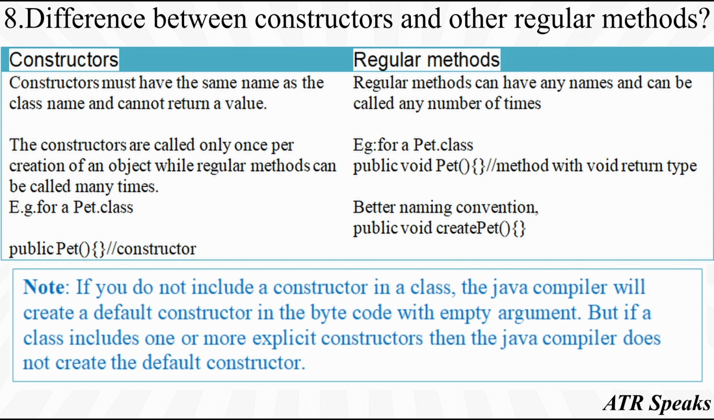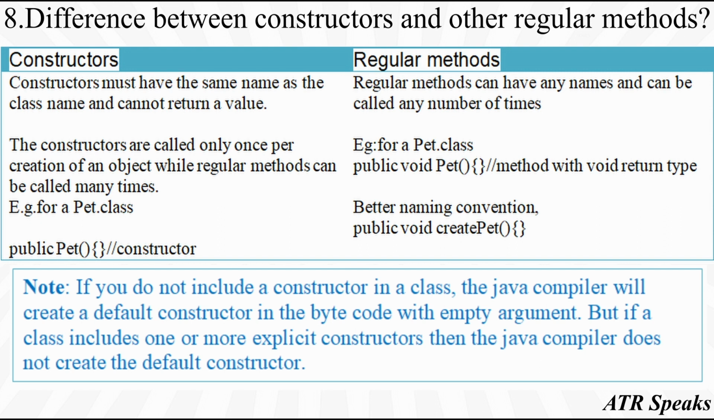For a Pet class, a regular method can be defined as public void Pet. Here, the method has a void return type. Here, the method name is shown starting with an uppercase letter to differentiate a constructor from a regular method. A better naming convention is to have a meaningful name starting with a lowercase letter, like public void createPet.